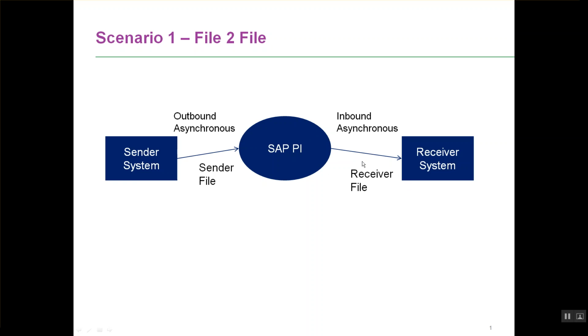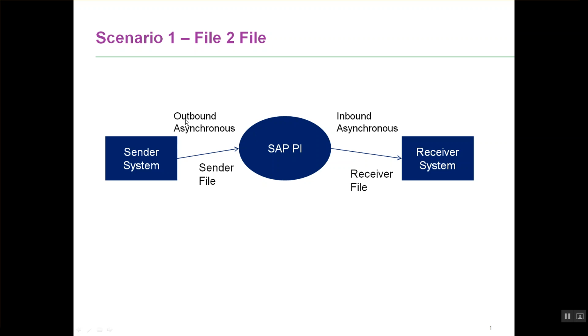The direction of the file adapter, or the mode of the file adapter, is going to be of type receiver. Okay, so that's the first exercise that we are going to do. To summarize, we are going to have a file being created by a sending system. PI is going to pick up that file, and PI is going to push the file to a target system. We have a sender system, we have a receiver system.